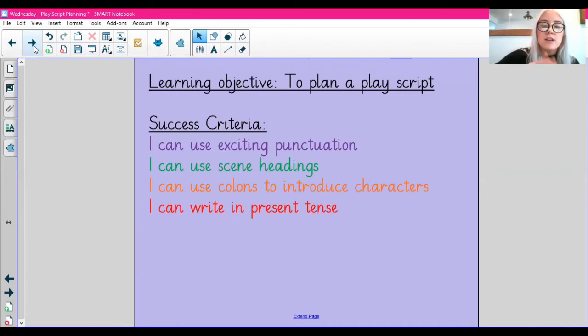Now, our success criteria is staying the same for the whole of this week. So your goal this week really is to try and meet all of these points on the success criteria. It's like a little checklist, I guess.